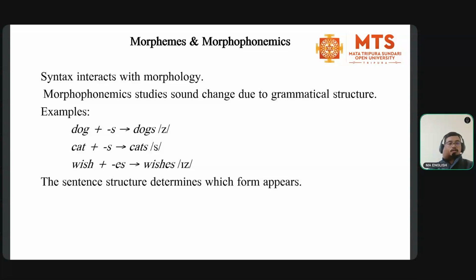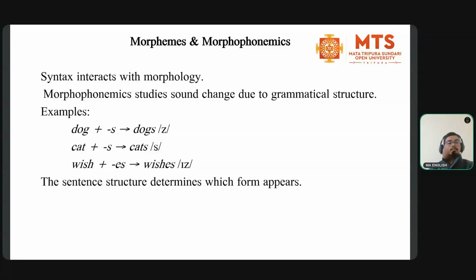So next is a word like wish, again, a hissing sound, a sibilant sound. When a word ends with a sibilant sound, like a hissing sound, the word is pronounced with an extra syllable, like wishiz, not wishs. All right. So in all these three cases, the plural morpheme is the same, but its pronunciation changes.